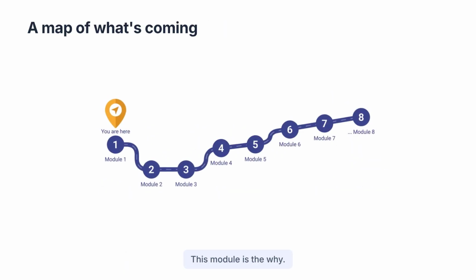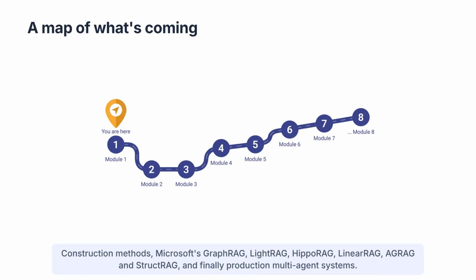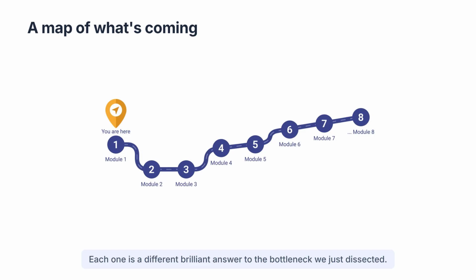This module is the why. The rest of the course is the how, and it's a tour of the state of the art. Construction methods, Microsoft's GraphRAG, LightRAG, HippoRAG, LinearRAG, AgRAG, and StructRAG, and finally production multi-agent systems. Each one is a different brilliant answer to the bottleneck we just dissected.